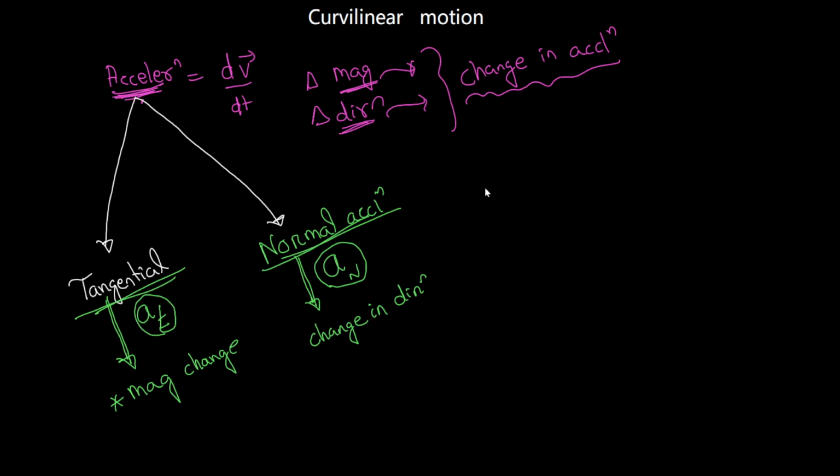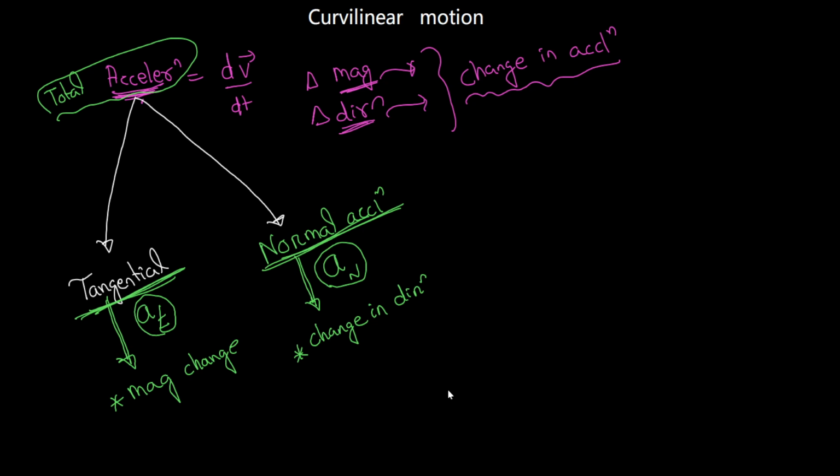So the actual magnitude of the total acceleration, this one is the total acceleration. The total acceleration has two parts. The first one is responsible for magnitude changes of the velocity, and the second one for the directional changes. These two accelerations have some characteristics. You have to understand the characteristics of tangential acceleration as well as normal acceleration. Now what are the characteristics?